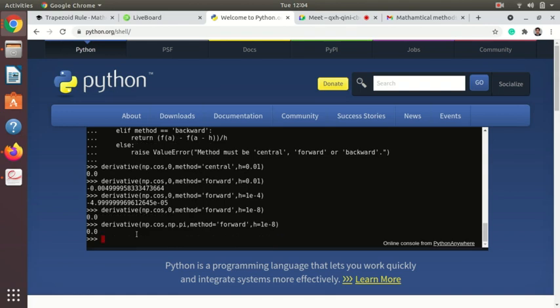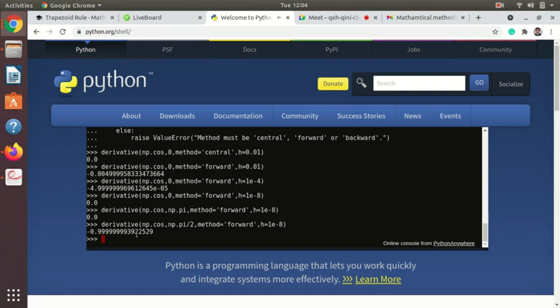Suppose we have to find it at pi by 2. Let me check whether we can use pi by 2 here or not. You have to use np.pi and then divide by 2. Now it is giving some deflection. It should be minus 1, because sin pi by 2 is 1, and the derivative of cos is minus sin. So it is close to minus 1, but not exactly minus 1.